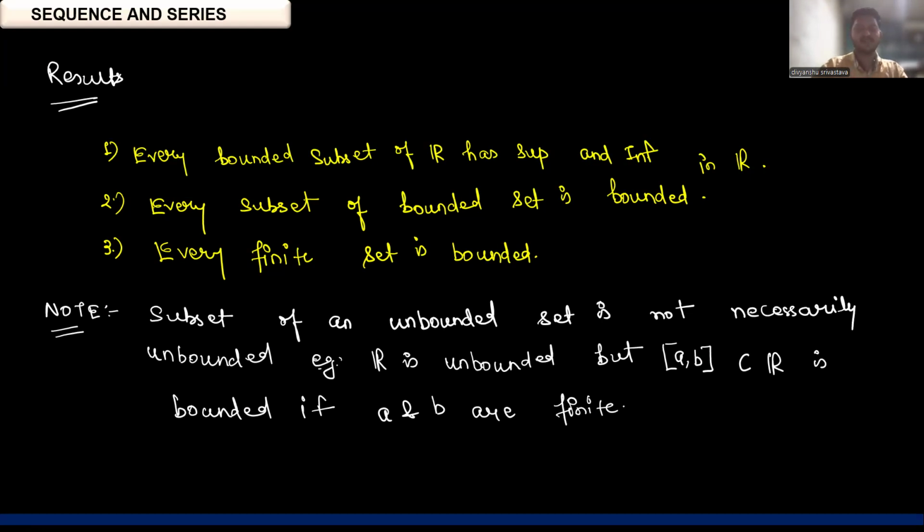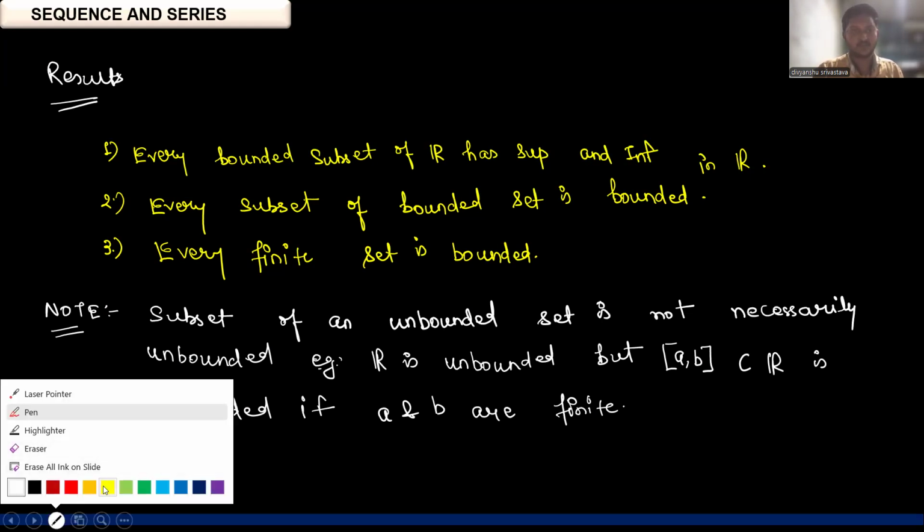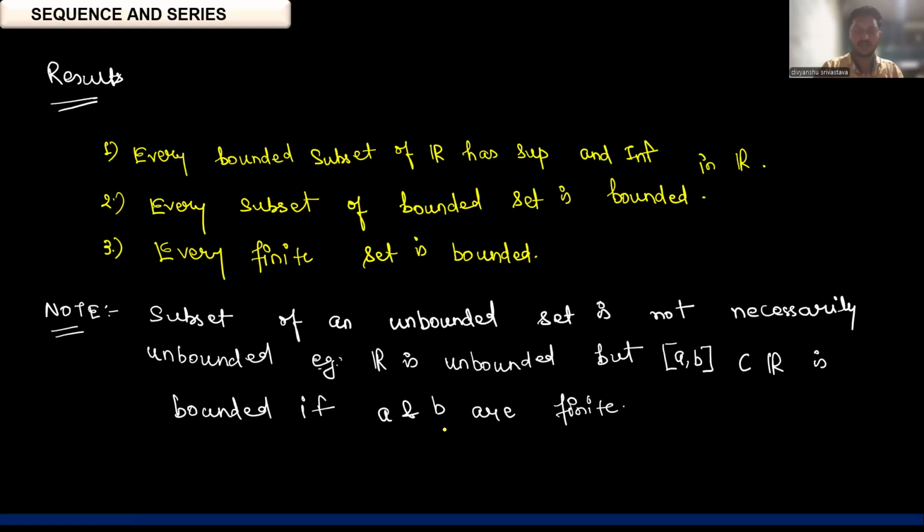So I am going to teach you some results and some notes about the case of bounded and unbounded sets. Okay. Here is a note: a subset of an unbounded set is not necessarily unbounded. That is, R is unbounded, but the interval (a, b) contained in R is bounded if a and b are finite.